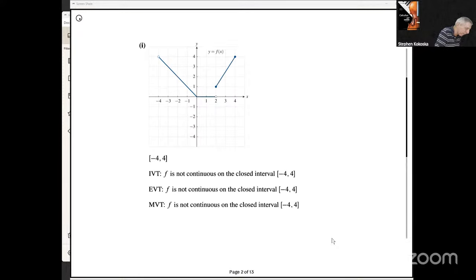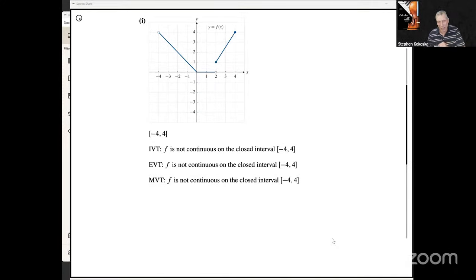Here's the first interval. The interval is -4 to 4 closed. Well, the first thing I notice is that the function is not continuous on that closed interval. In fact, it's not even defined at -4. So this is an easy one. The IVT, the EVT, and the MVT do not apply on this closed interval because the function f is not continuous on that closed interval.